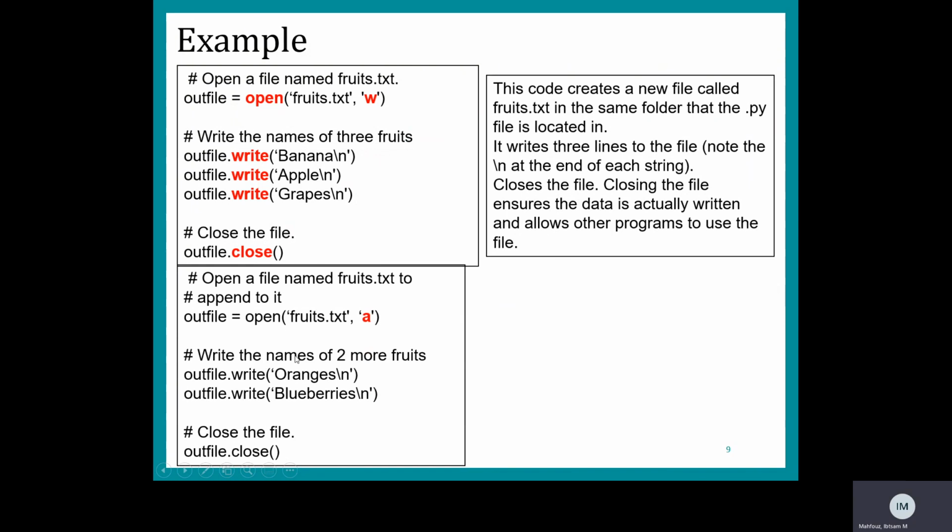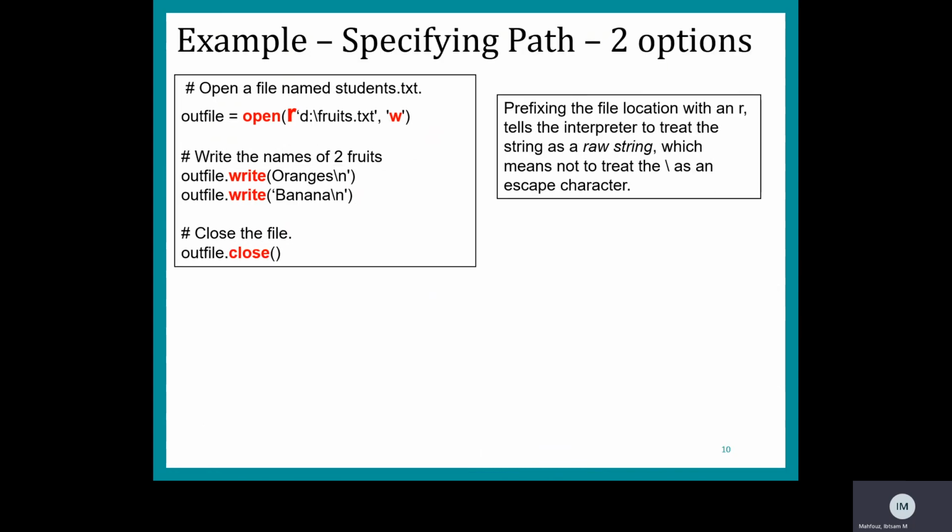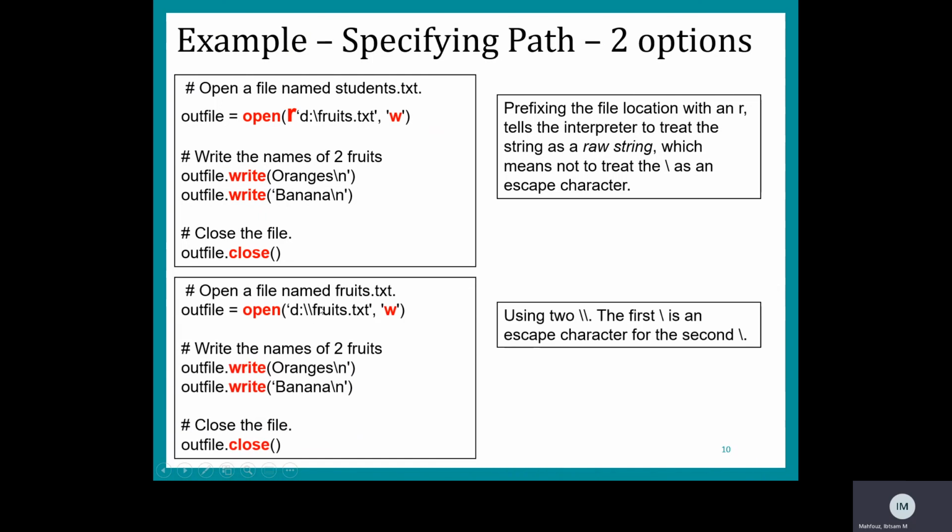And if I want to later open this file and add to it, I would open it with the append flag, the A, instead. And here I'm adding now oranges and blueberries. So if I was to open this file later, I would find that it has 5 lines instead of 3 lines. And then we saw that sometimes if you want to specify the location, you have to put an R if you're using one single slash. And if you don't want to use the R for raw, just make sure your path has double slashes in it.